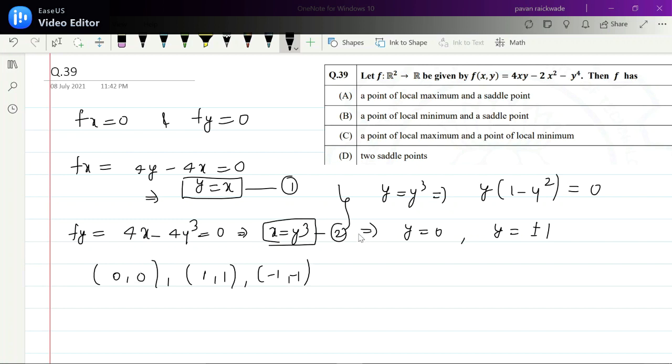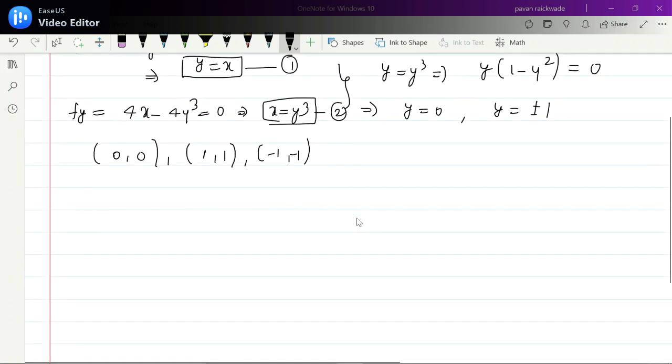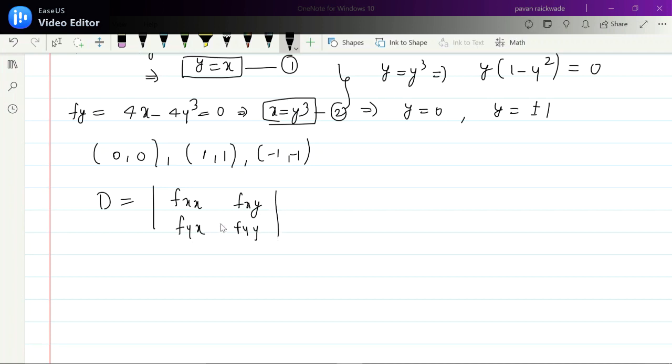Okay, so let's check now the critical points. To classify the points as maximum, minimum or saddle points, we have conditions. We have to find D, the discriminant, which is the determinant of fxx at the critical point (a, b), fxy, fyx and fyy. In particular, fxy and fyx must always be the same, so this is straight away fxx into fyy minus fxy squared. This is the value of D.